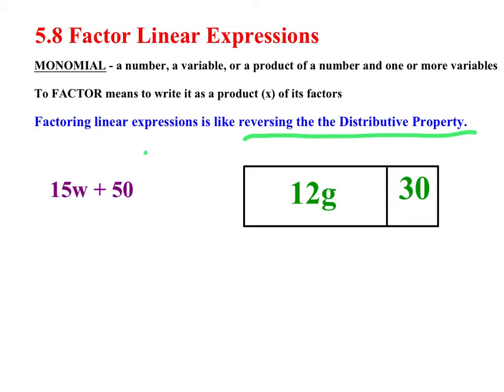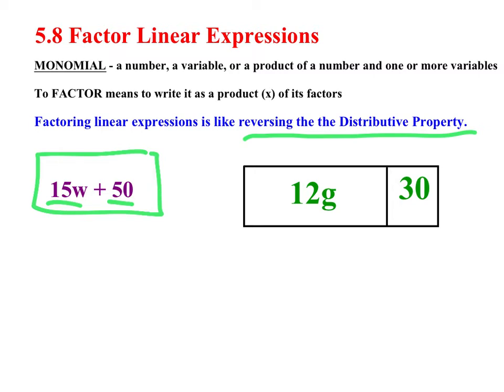The first one is just a binomial, like I talked about, made up of 2 monomials. We would be looking for the greatest common factor of the 2 individual pieces. I see that 5 goes into both 15W and 50. We're looking for something that goes in evenly. And you want to find the greatest common factor if at all possible, but I'll show you that we can sometimes take out different things, okay?